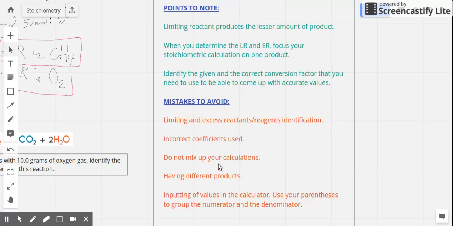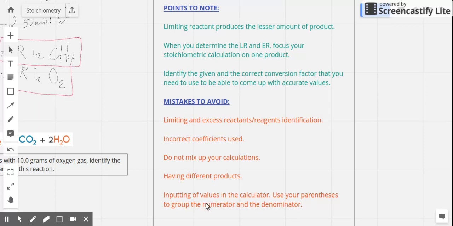Then do not mix up your calculations. Remember that it should be uniform calculation when you do LR and ER. If you're doing one single product, that means all the other computations should be focusing on that single product alone. If you're using mole ratios, that means you need to be able to identify the correct mole ratios of the substances you're dealing with. If you're doing molar masses, that means you have to correctly input your molar masses values. Then, having different products can give you incorrect answers also. So remember that your products, one product, have to be the same.